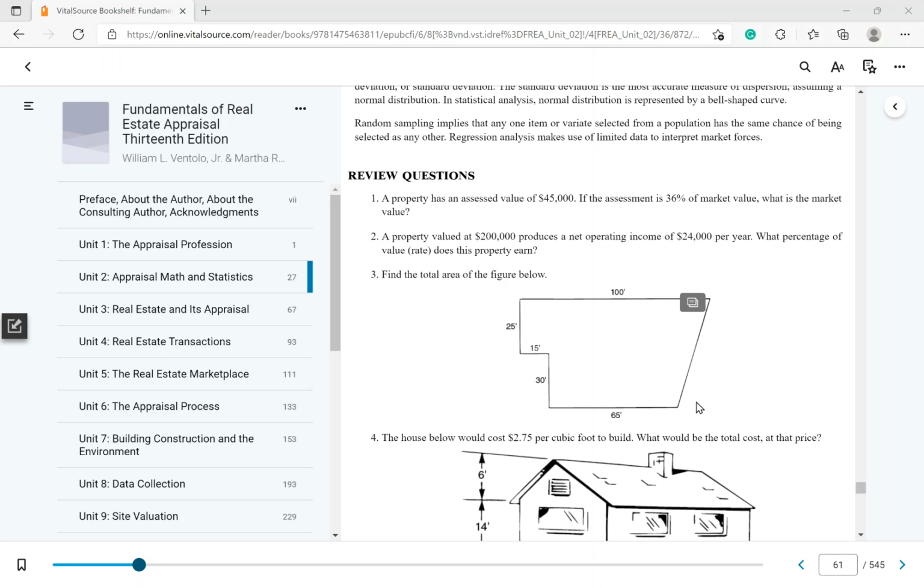So I thought, to make this a little easier, I would walk through the review questions at the end of Chapter 2 and work through those slowly with you. If you're struggling with the math, I hope that this helps. So let's do that.